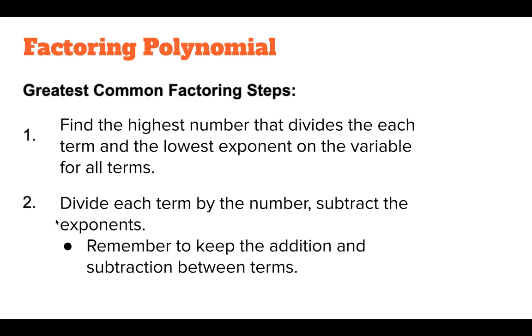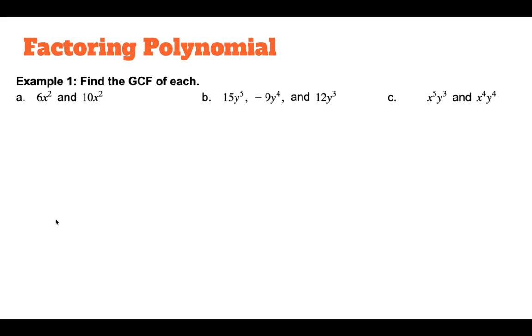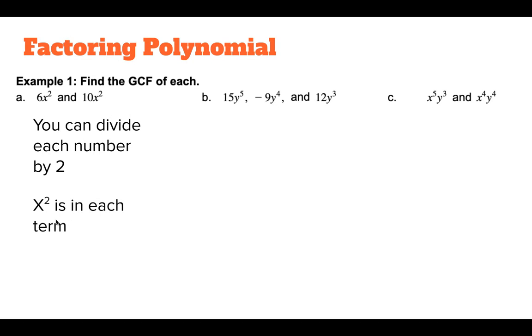So first off, let's locate what the greatest common factor is in these problems. First, 6x squared, 10x squared. Well, I can divide each one of those numbers by 2. That's the highest number that I can divide both of them by. And they both have an x squared in each term. So the greatest common factor, or the GCF, is 2x squared.